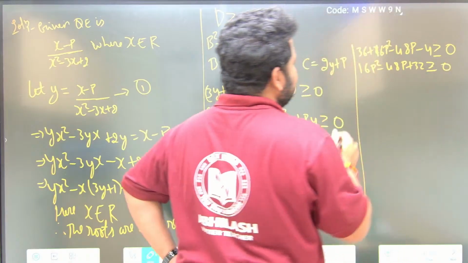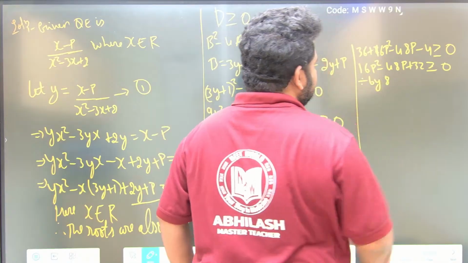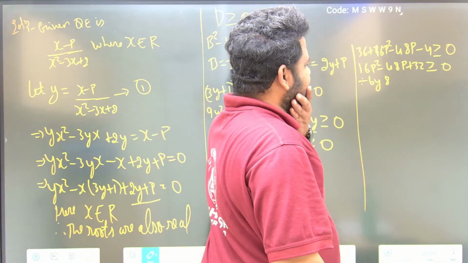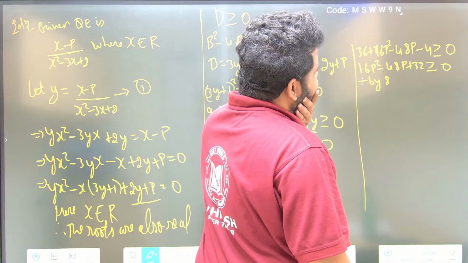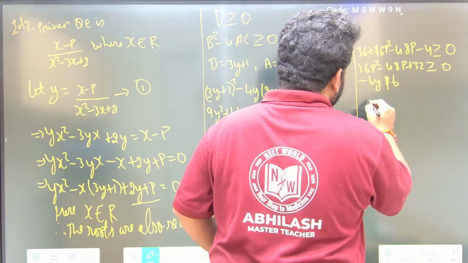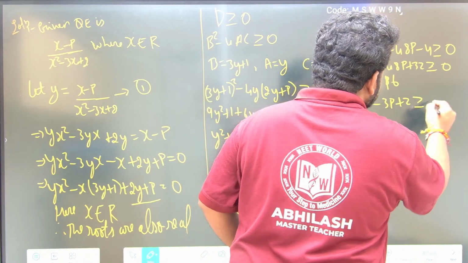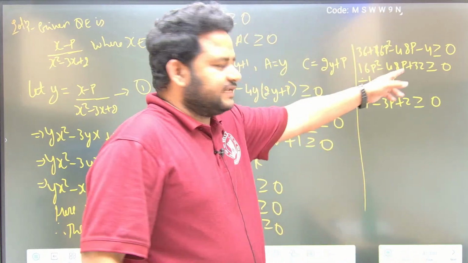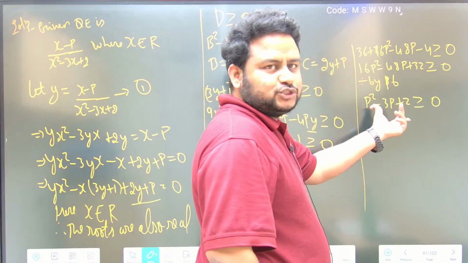Now definitely I can divide the entire thing by 8, or I can divide the entire thing by 16. So this would become p square minus 3p plus 2 is greater than or equal to 0, because the entire thing is divisible by 16, right? So p square minus 3p plus 2 is greater than or equal to 0.